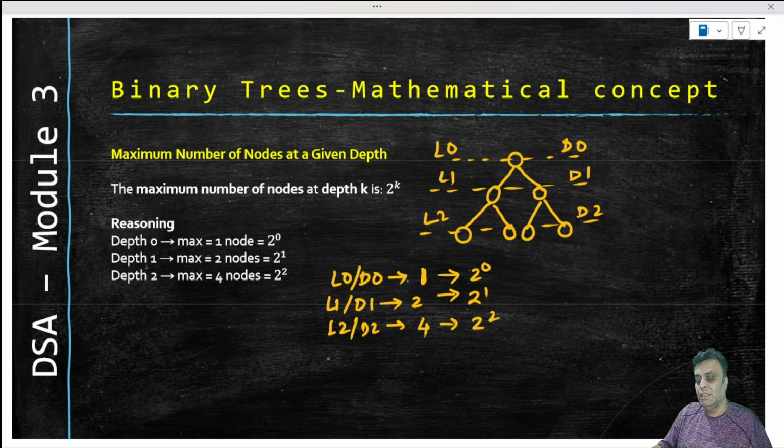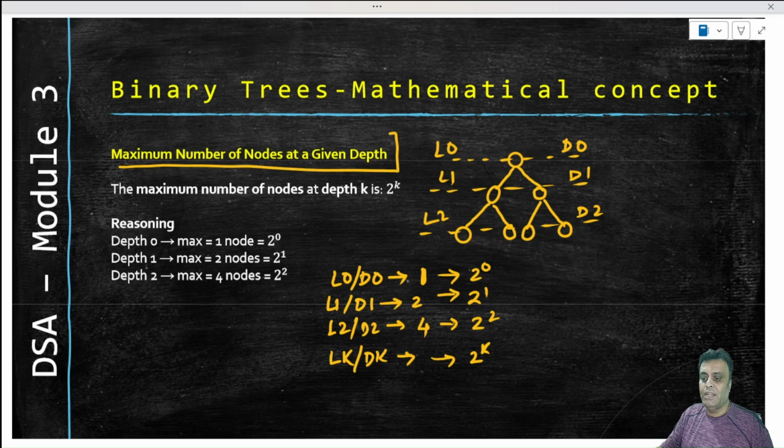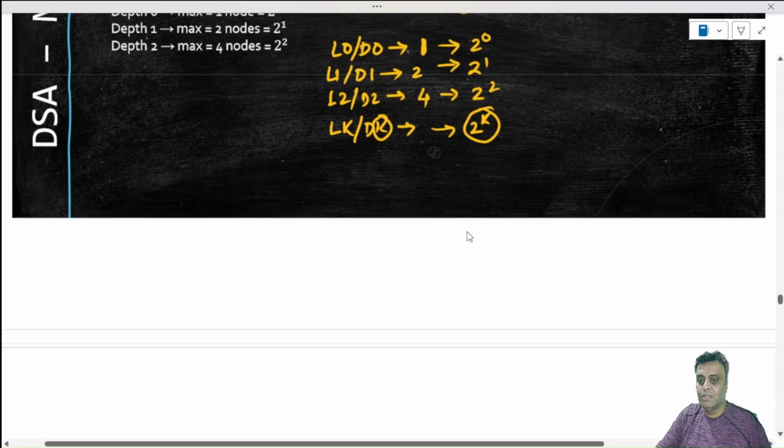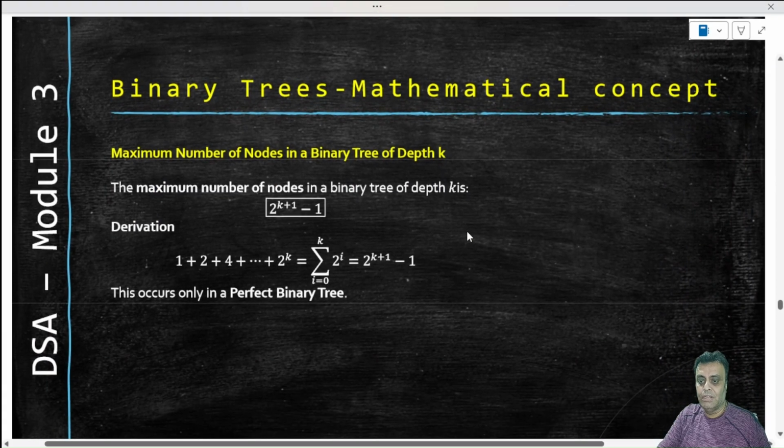We are seeing that if I go to a level which is at K, then I will have 2 to the power K as the total number of possible nodes, or maximum nodes, at the kth level. So maximum nodes at a given depth, whatever that depth is, that is K, will be 2 to the power K. So that should be your answer, right? So that's one way to calculate or derive things.